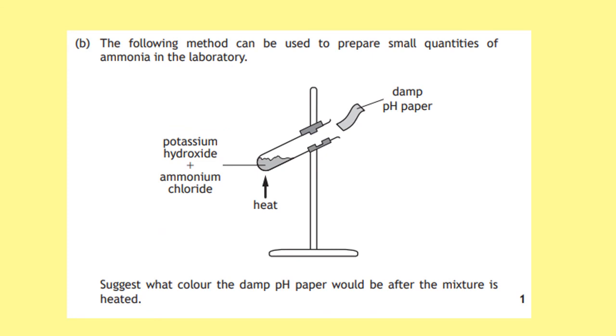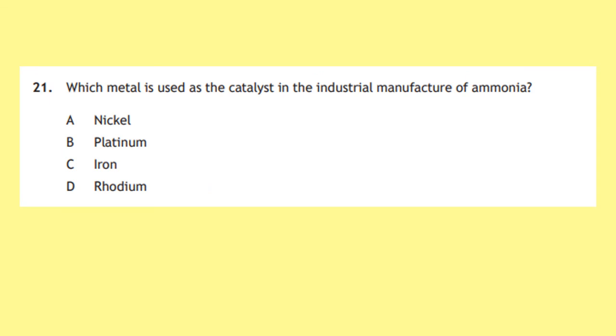So we've now got an experiment to prepare small quantities of ammonia in the lab. What colour would the damp pH paper turn after this mixture of ammonium and a base or alkali are heated? Well, that's the test for ammonia, so the colour is blue. And finally, let's see if you can remember it again, which metal is used as the catalyst in the industrial manufacture of ammonia? And of course, again, the answer is iron.